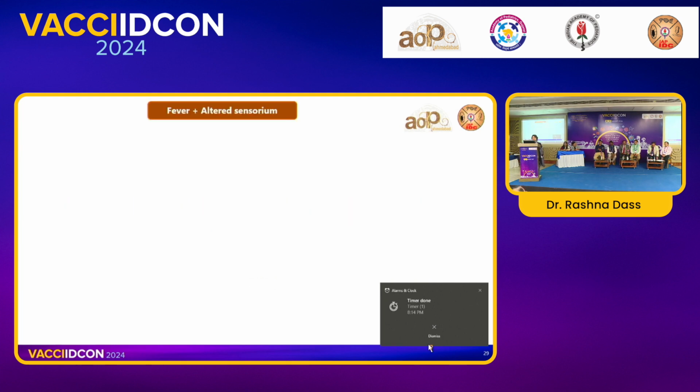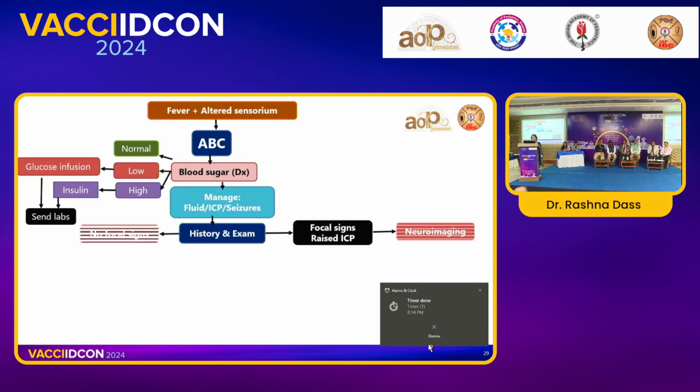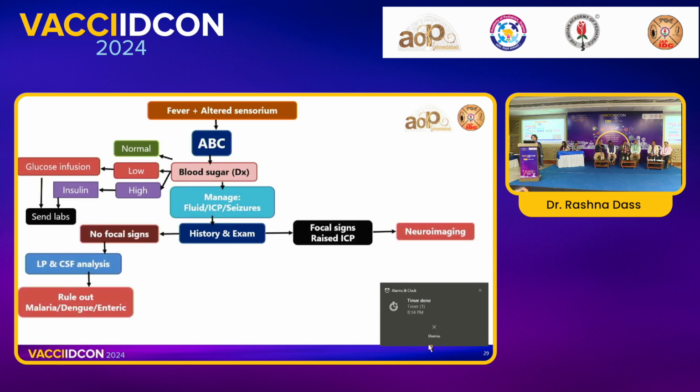I will end with this brief algorithm. If you have any patient with fever and altered sensorium, as we have already discussed, first is ABC followed by blood sugar. Manage the blood sugar as per the sugar levels and always send the lab value, because your dextro stick may not be reliable. Then you manage the fluids, the ICP and the seizures in the child. Then go for a detailed history and examination. If there are focal signs and signs of raised ICT, always go for neuroimaging first. If there are no focal signs, you can do an LP with CSF analysis. In the meantime, also rule out dengue, malaria, and enteric fever.